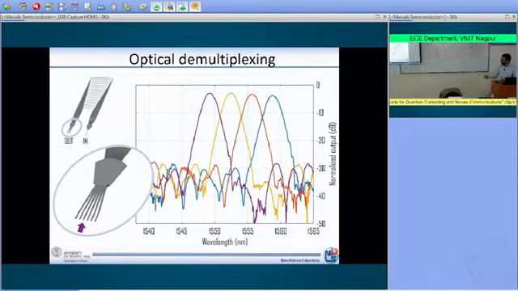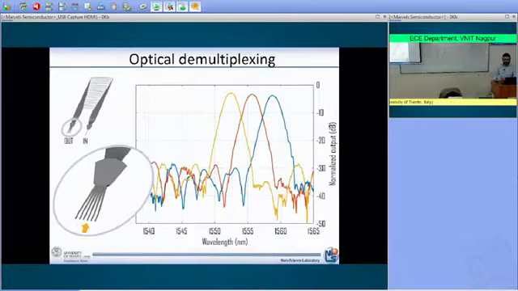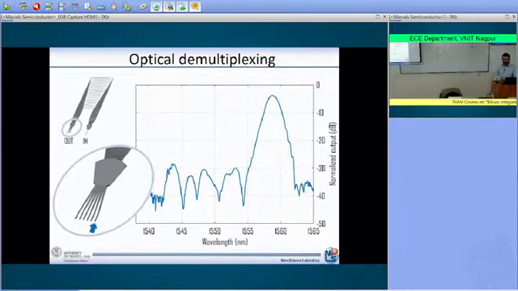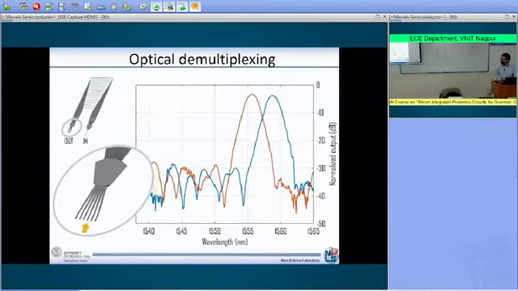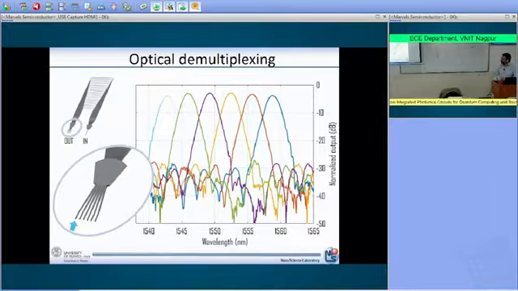So what we get is that depending on the color of the light, the output waveguide is changed. Okay, so this waveguide here is getting the violet light. This waveguide there is getting the yellow light. This waveguide here is getting the red light. And this waveguide there is getting the blue light. And so we are able, by using this simple device, to demultiplex the input light.